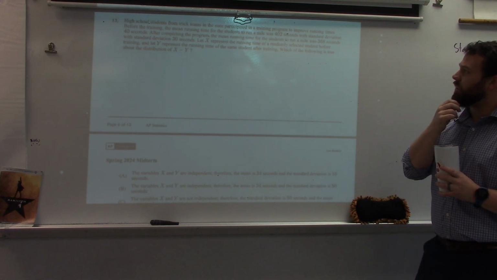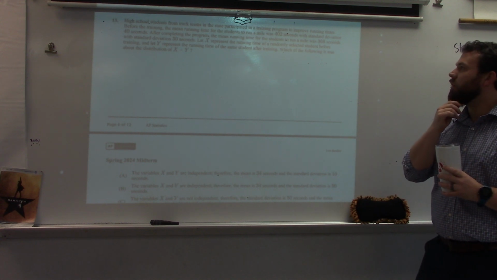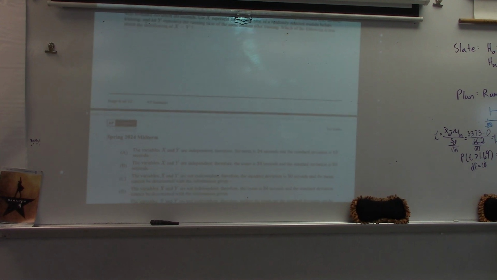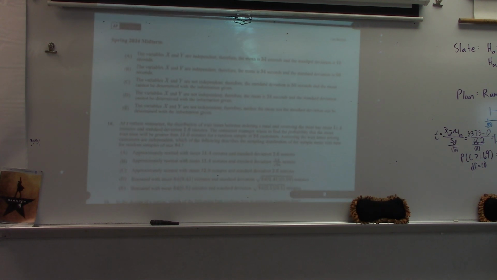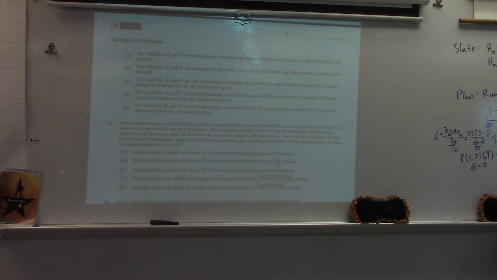X represents the running time for randomly selected students before training and after training. Which of the following is true about the distribution of X minus Y? Okay. So are those variables independent? No. Right? They're not independent, right?